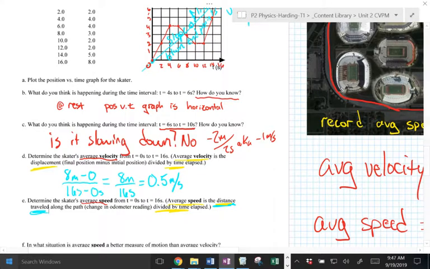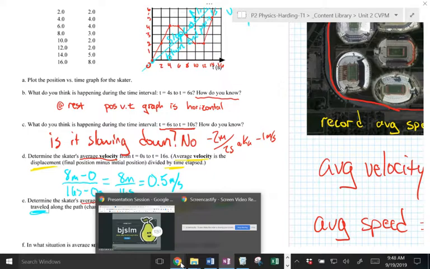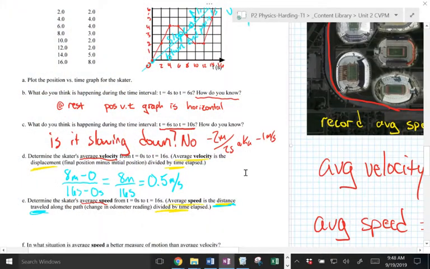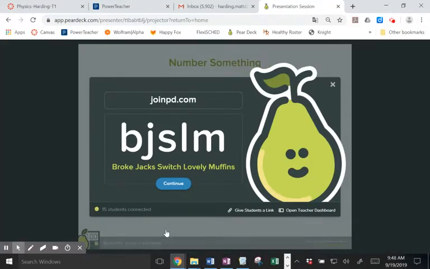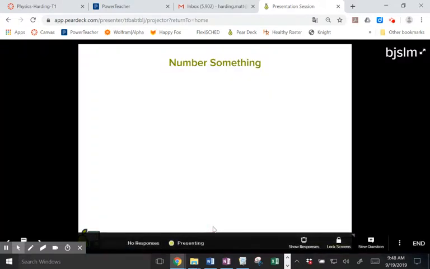Run that by your neighbor and see what kind of a value you get for the average speed. And once you've got a value for the average speed, go ahead and put that into the Pear Deck.